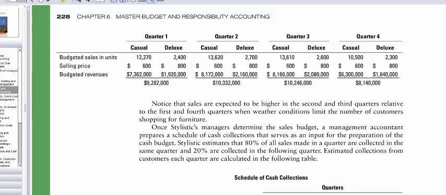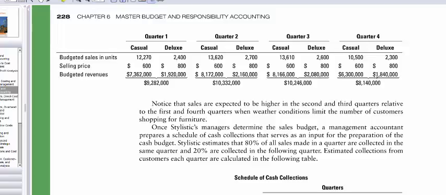All right, so if we go and look at a breakdown of our budgeted sales revenues budget, we can see that we are expecting to sell 12,270 units of the casual in quarter 1 at $600 a unit for a total of $7,362,000, and then 2,400 of the deluxe model at $800 per unit for a total of $1,920,000. If we put those two together, we expect total sales of $9,282,000 in quarter 1.